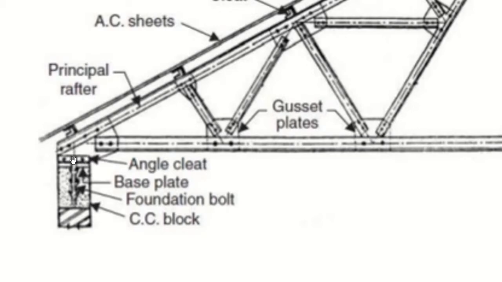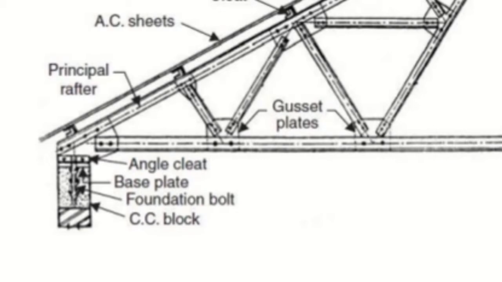There will be two angles which will be connected to this gusset plate over here on either side, and they will be placed over a base plate. There is a base plate provided over here. And this base plate will be resting on the column. That is to disperse the load more uniformly.